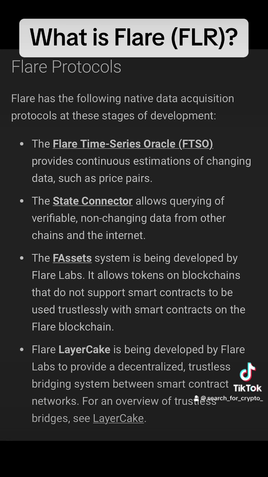The F-Asset system is being developed by FLR Labs. It allows tokens on blockchains that do not support smart contracts to be used trustlessly with smart contracts on the FLR blockchain. FLR Layer Cake is being developed by FLR Labs to provide a decentralized trustless bridge system between smart contract networks. Now, these are some of the protocols that these guys are developing, which is actually super impressive if you think about it, because most people developing crypto projects right now are really just focusing maybe on 1-2 use cases. These guys have 4 already, which is awesome.